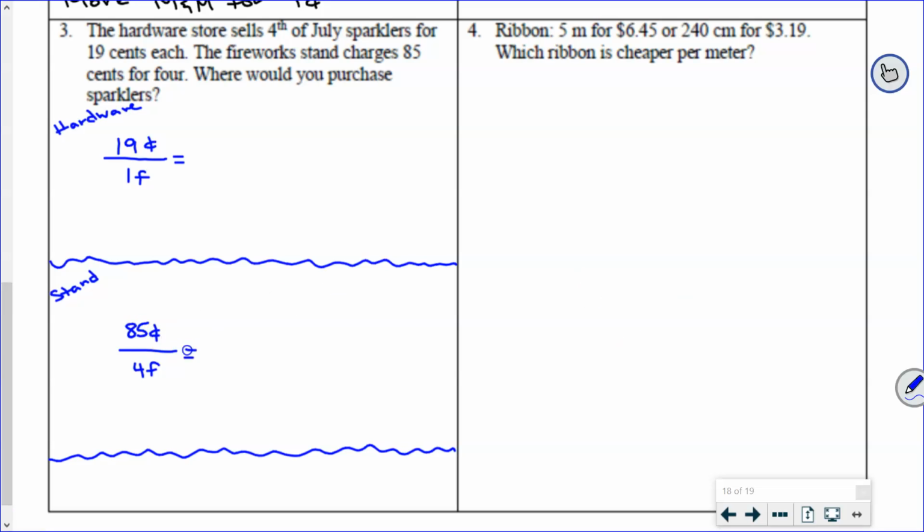And so again, we know the goal is to turn a 4 into a 1, because we always want that 1 to be on the bottom. So the 4 changes to a 1 by dividing by 4, and this 85 will also be divided by 4. 85 cents divided by 4 is 21.25 cents.